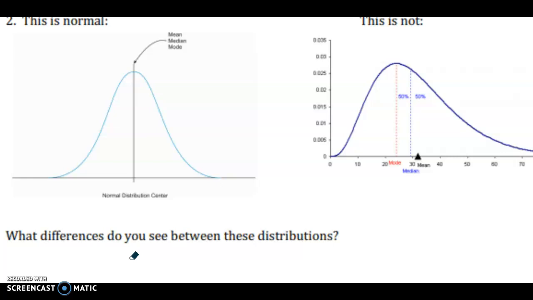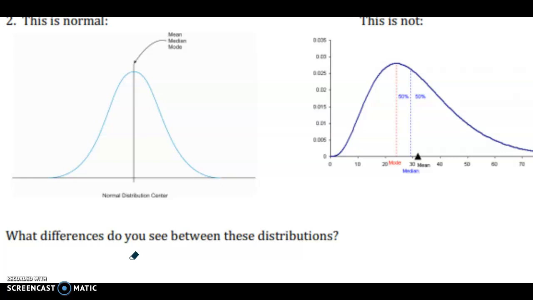Okay, so some things that you should have noticed is the one on the left is called a normal distribution. It's symmetrical and it looks like a nice bell curve. And notice that the mean, median, and mode. So we're going to use mean, median, and mode quite a bit. So let's talk about those for a quick second. Mean, median, and mode are measures of central tendency. They're very common in statistics.